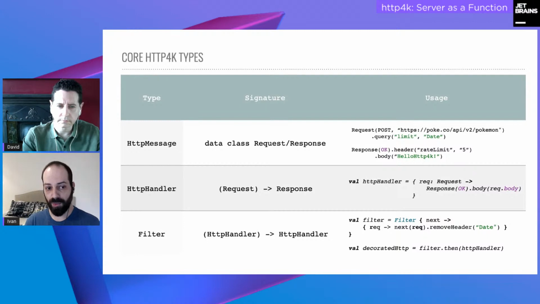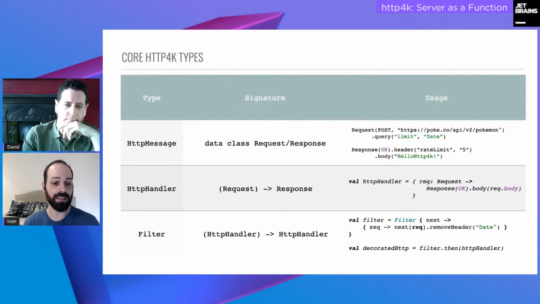The second concept, which is probably the most important, is the idea of an HTTP handler. That's just a type alias for a function that takes a request and returns a response. As an example, you receive the request, and in that case we're just doing an echo by returning a response with the same body that you got in the request.